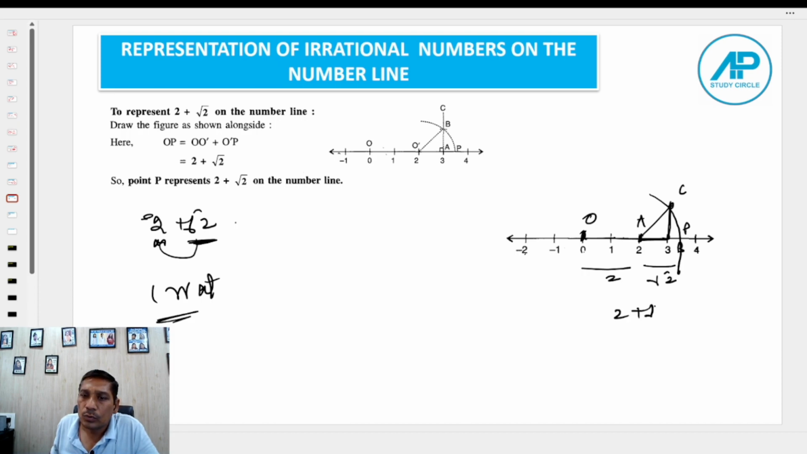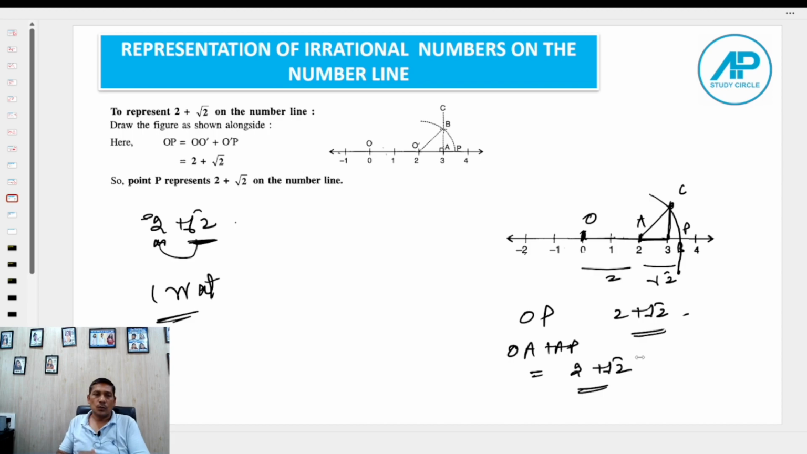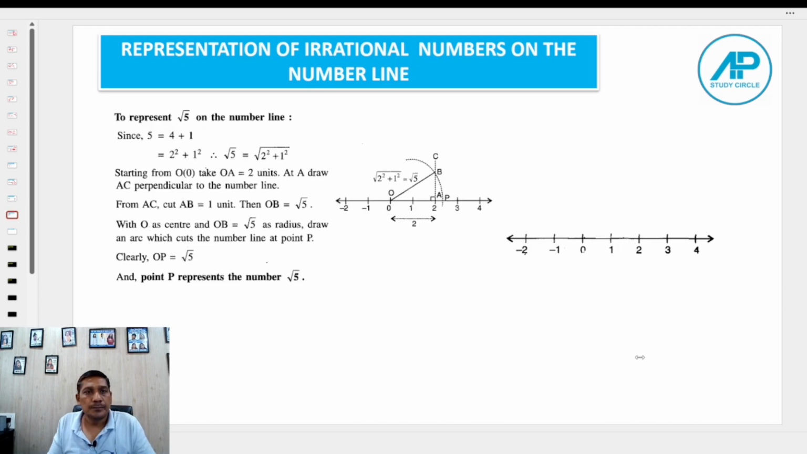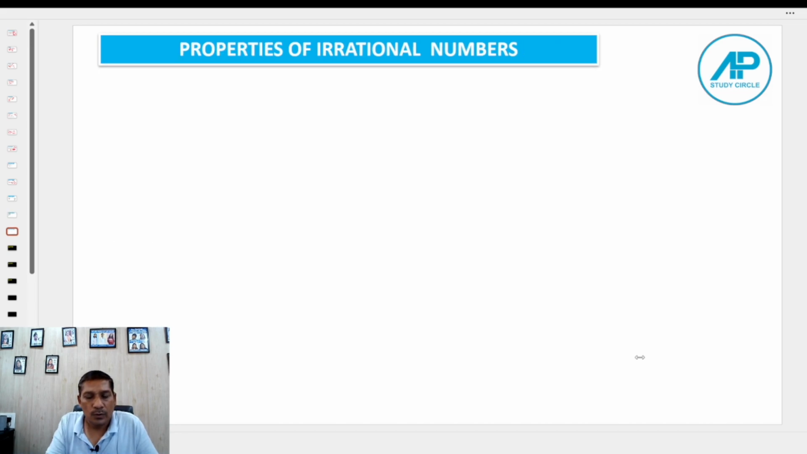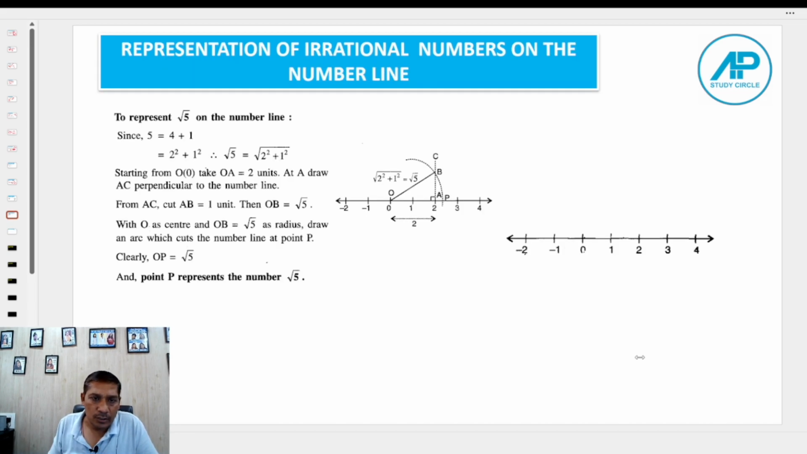I got 2 plus √2 from O to P, because OP is actually OA plus AP, which equals 2 plus √2. It's the value of OP. I can plot like this many other numbers on the number line. So that is how, if I take more examples, √5 and all these, I can draw on the number line.